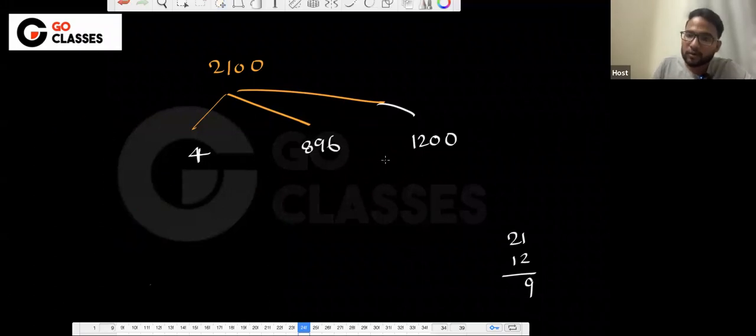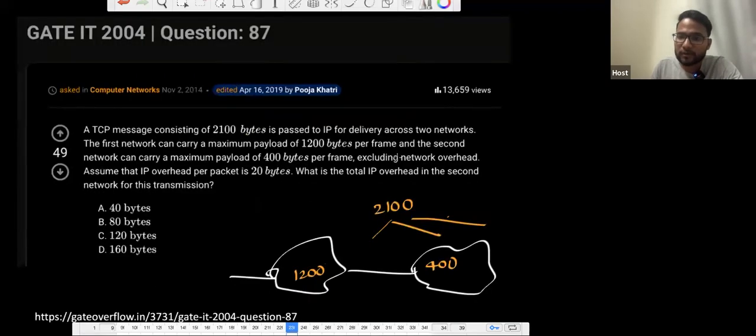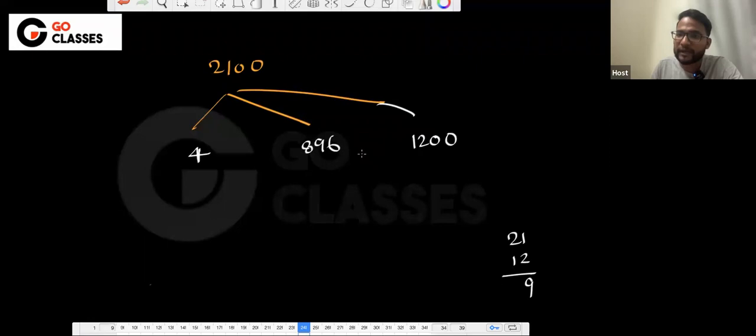Now let's not add the IP header. I will add the IP header at the end. Here you need to add the IP header to transmit it, but this is the actual payload without the IP header. Now, what is the next MTU? Why are we taking 896? Because 900 is not divisible by 8. I need to have something which is divisible by 8. This should be divisible by 8, and this should also be divisible by 8.